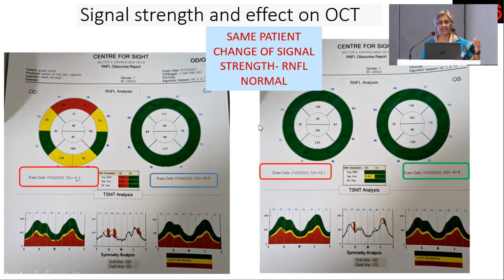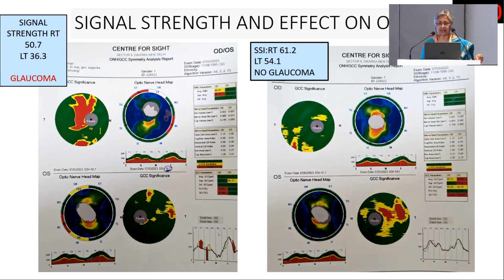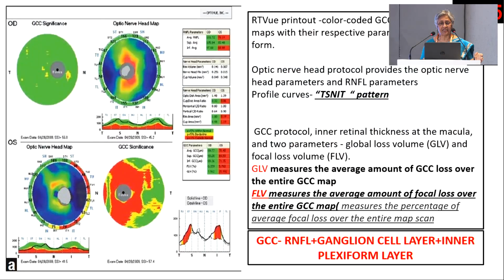And when we did it again with a better signal strength, the patient was absolutely normal. Same thing with another patient, where we find that again the right eye is showing definite RNFL thinning. Again, you do it with a very good signal strength and you find it's absolutely normal. So this is one thing that every glaucoma specialist should definitely have a look at.